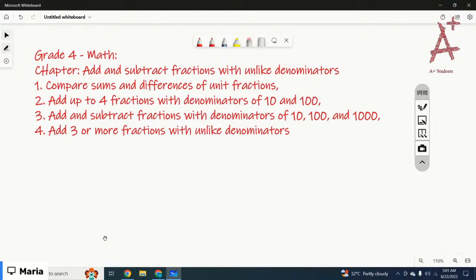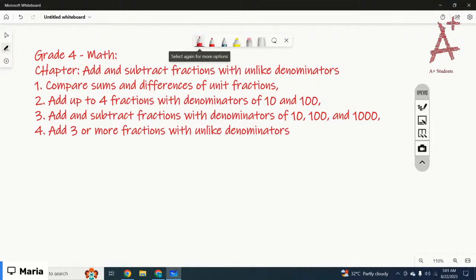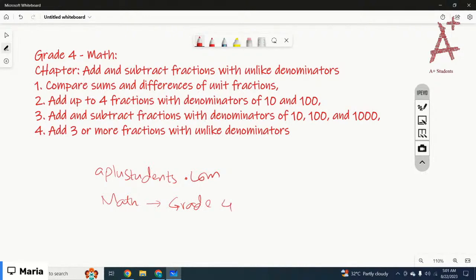We are here for grade 4 math. You can find all the lessons on aplusstudents.com. You have to log in there using your email address and password as provided by the administrator. Then you have to select math from the subject tab. Scroll down to grade 4 and then click on view all lessons. There you can find a list of the chapters.